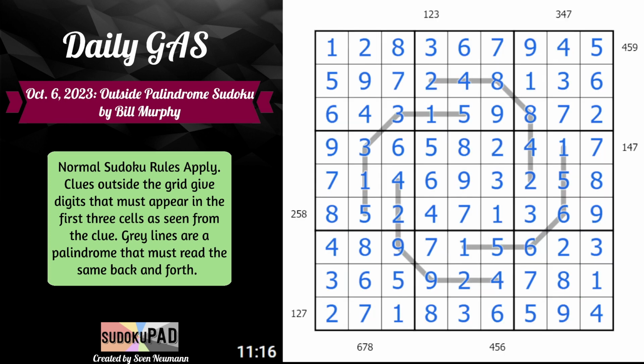1116 on outside palindrome Sudoku. Well, that was a fun one. The outside clues, right, very quickly gave you a few digits, right? We got the 4, we got the 7, right? 4 here, 7 here. But then also, because of the 3, 4, 7, we could place the 1 and just how that moved its way around the grid, right?